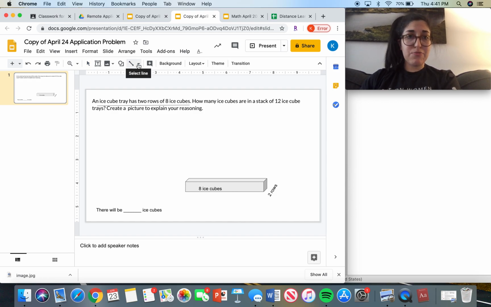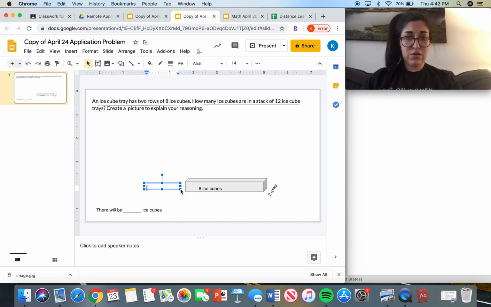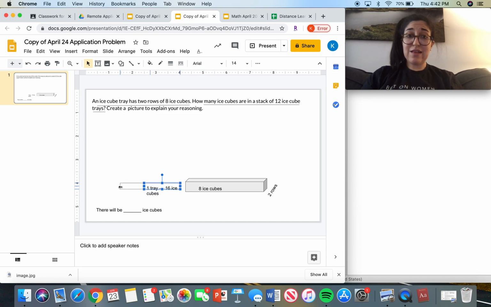But if I go back into the problem, it says how many ice cubes are in a stack of 12 ice cube trays? Well, here's just 1 ice cube tray. I'm actually going to write here that 1 tray has 16 ice cubes. And you can try to figure out where I got that 16 from. Since it says how many are in 12 ice cube trays, how many of these do I need to make? I need to make 12 of them.